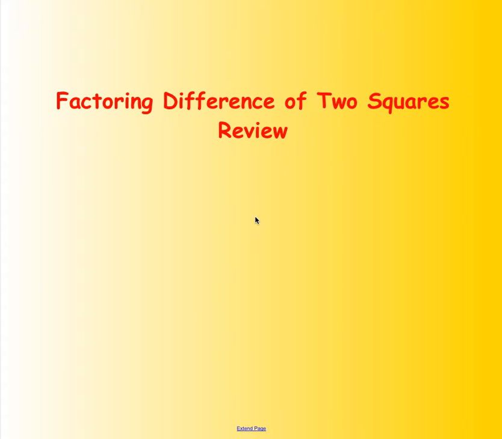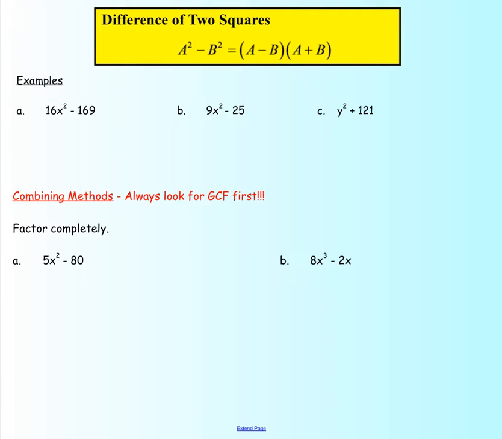This video is a review of factoring by the method difference of two squares. So the difference of two squares occurs when you have a binomial, as in the yellow box here, where you have both first and second term as perfect squares. So if your first term is a perfect square, your second one is a perfect square, and it is a difference between the two, you can apply the difference of two squares.